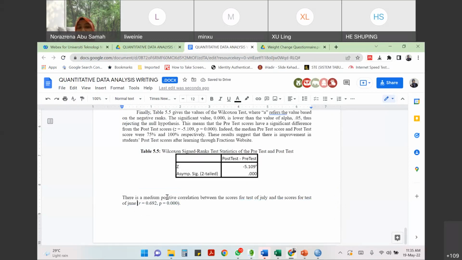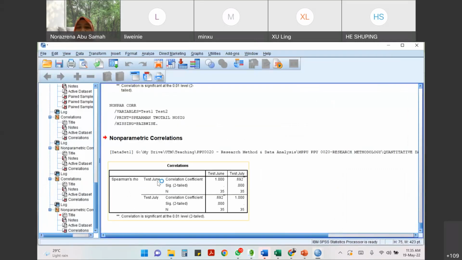Okay, positive means that if their score in June is high, then the result in July is also high. So it's positive. If the score in June is low, then in July it is also low. That is positive. If negative, it means if June is high, then July is low. It's what we call vice versa. Okay, it's not vice versa, what's the name?